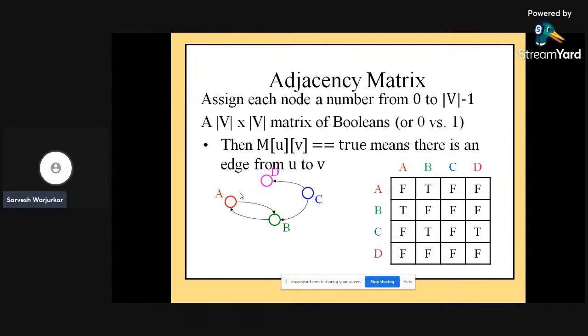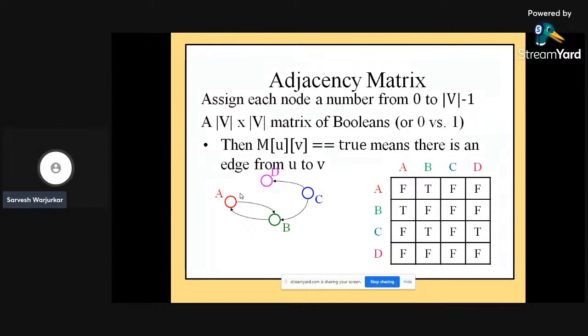In the adjacency matrix, each node is assigned a number from 0 to V minus 1. It is a V by V matrix of booleans, 0 or 1. Then M of u comma v equal to true means there is an edge from u to v. Like this: where there is a 0, there is no edge, and we say it is false. Where there is an edge from that node to the given directed node, we say it is true in the adjacency matrix.